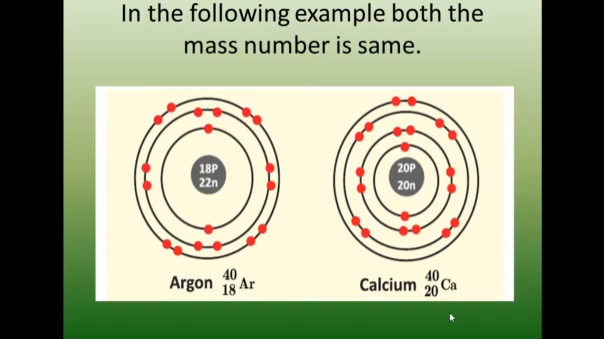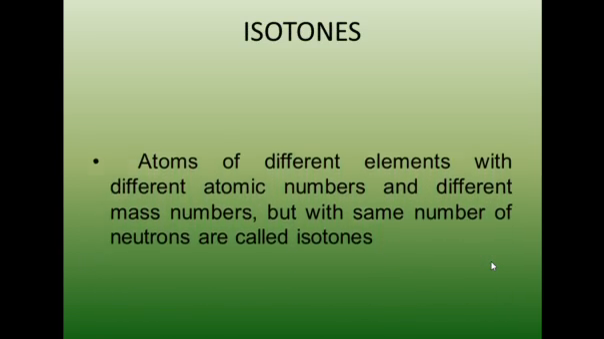An example for isobars is calcium and argon. See the diagram. Argon and calcium have the same mass number 40, and the atomic number for argon is 18 and for calcium it is 20. So this is an example for isobars. Argon and calcium is an example for isobars. Next we are going to discuss isotones.